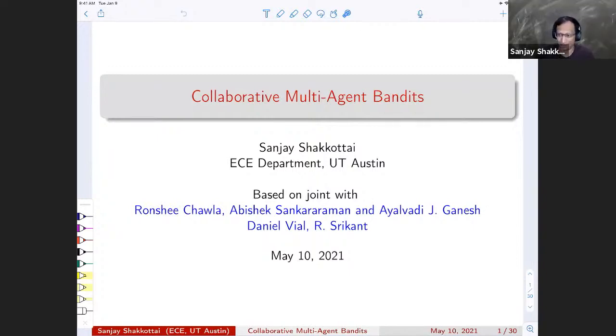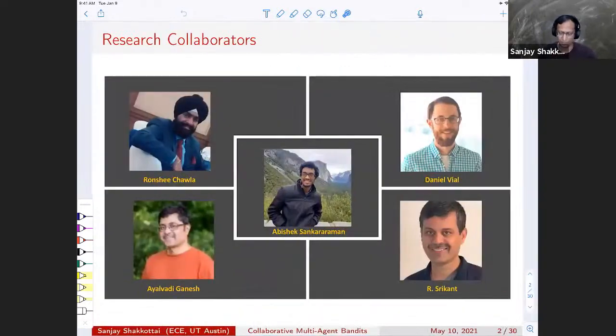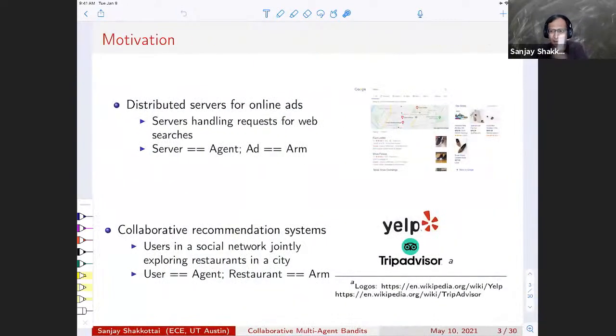So today I'm going to be talking about collaborative multi-agent bandits. This is based on joint work with several collaborators. Ronshee Chawla is a graduate student at UT Austin. Abishek Sankararaman was actually Francois' student at UT and is now at Amazon. Daniel Vial is a postdoc at UT, jointly working with me and Srikant at Illinois. Ganesh spoke earlier in the series, and Srikant as well last year. I'm very happy to work with them on this. So let me get going.